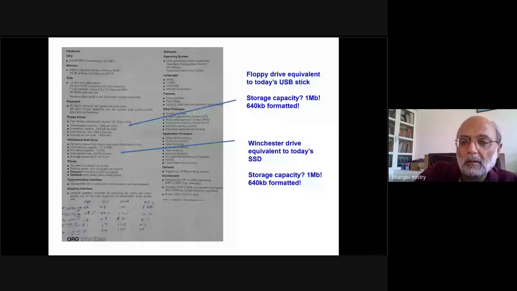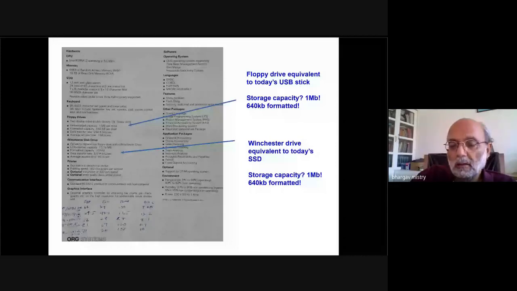Wow. And there was something called the Winchester drive. Now that is equivalent to today's SSD. You know, SSD means what? Solid state drive. So just about 5-6 years back, you used to get hard disks, which are part of your laptops. But now even that is gone, it's become SSDs. It's like a huge bulk of USB storage.